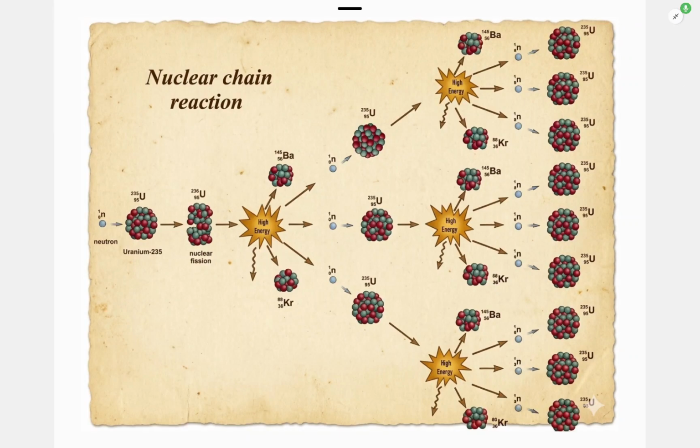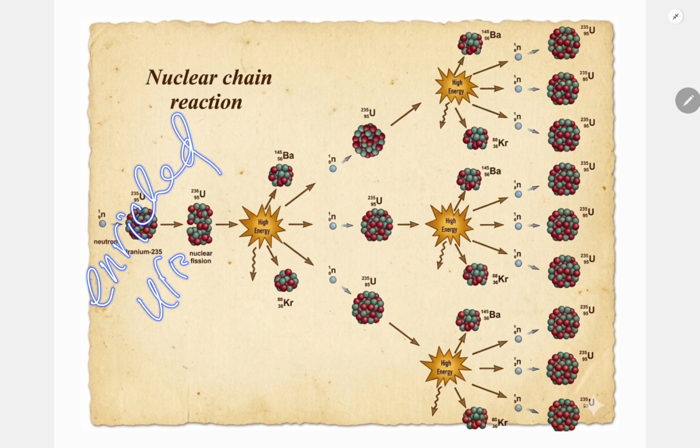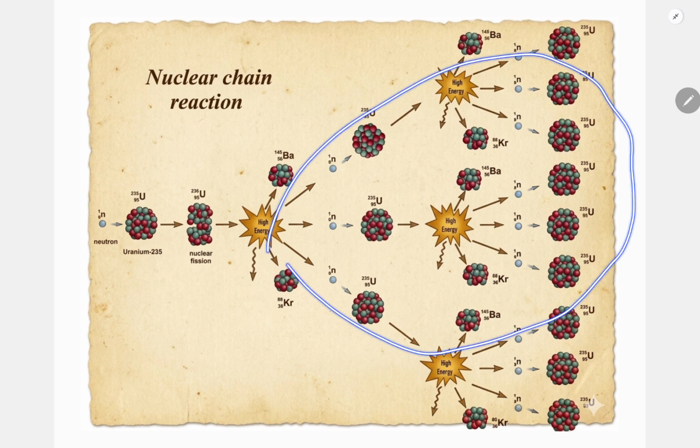In this video, I'm going to discuss nuclear chain reaction. Nuclear chain reaction is the process of breaking apart a larger nucleus into smaller nuclei. It's when you use a neutron to shoot a uranium 235, which is basically enriched uranium, and then you see this whole kaboom.